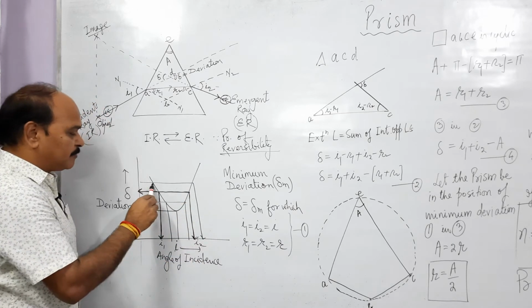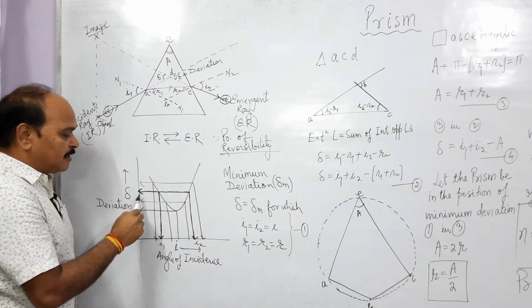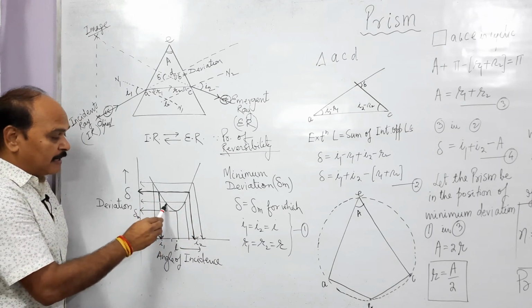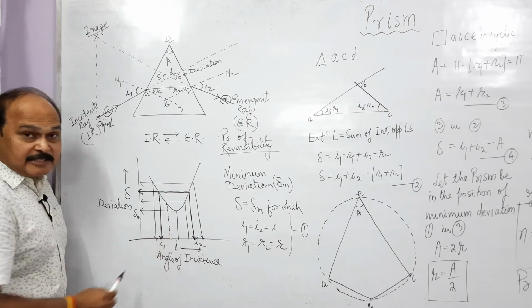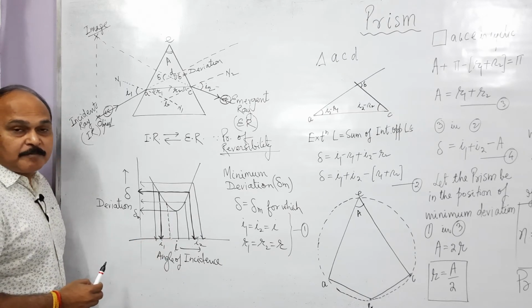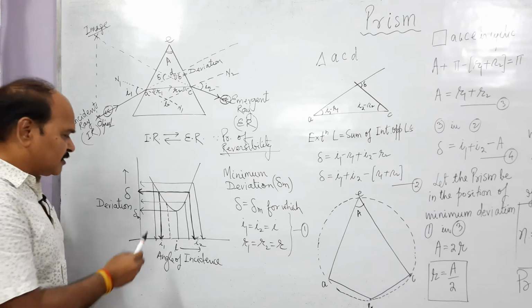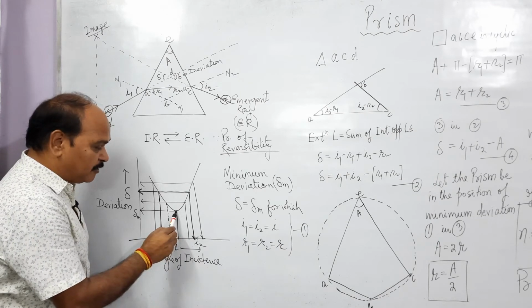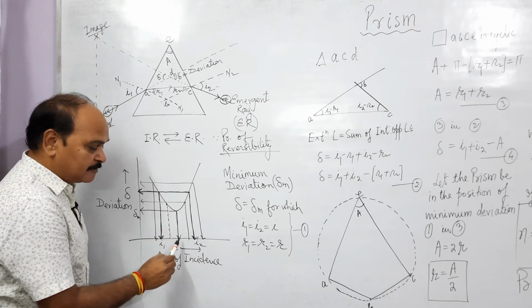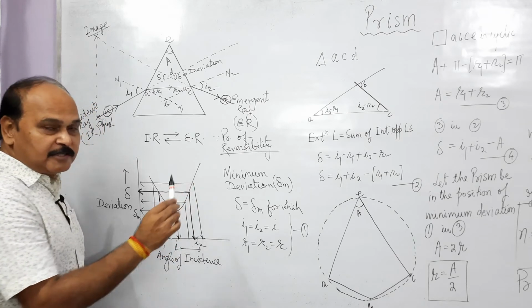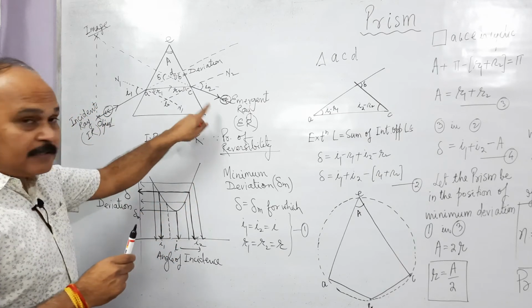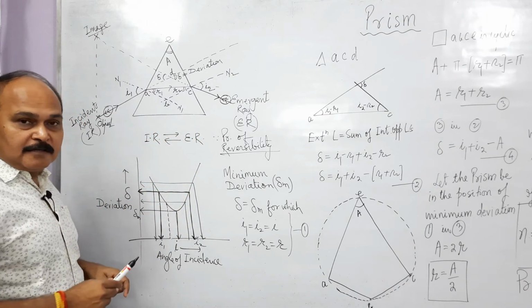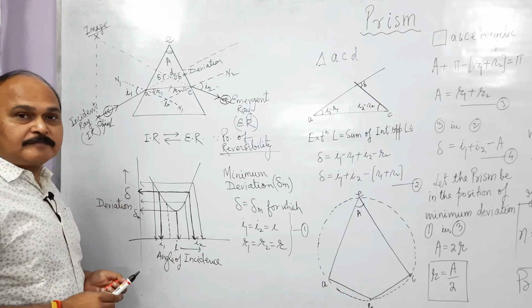So every value of deviation is obtained for two different angles of incidence. But there is a special deviation, which is of course minimum. This is minimum deviation. This minimum deviation is obtained only for one angle, that is this. So every value of deviation is obtained for two different angles, that we have seen here in the diagram also, and that is also illustrated by this graphical plot of delta against I.